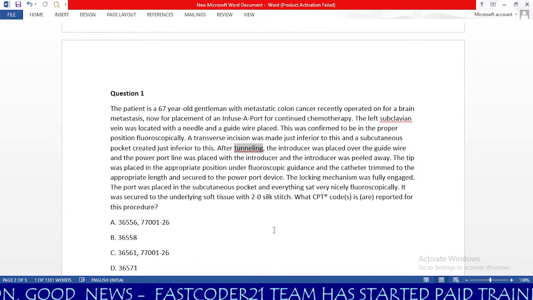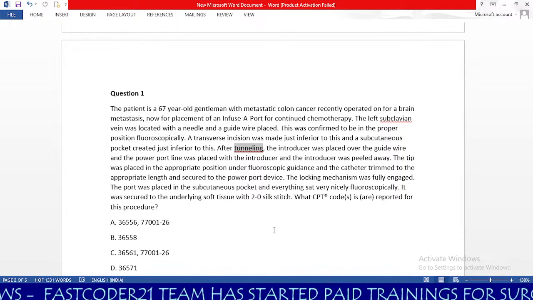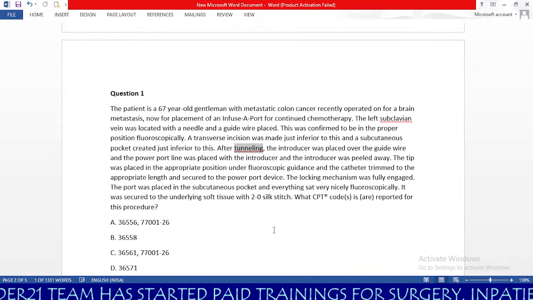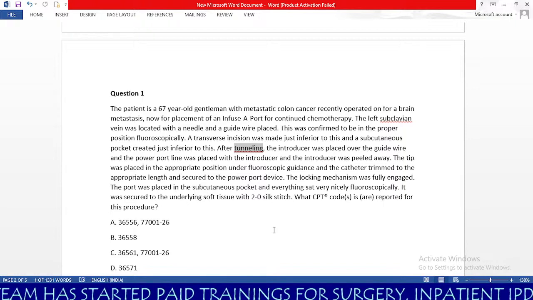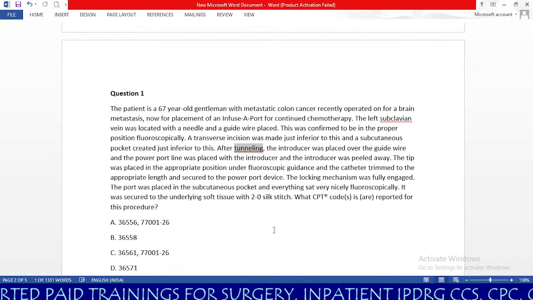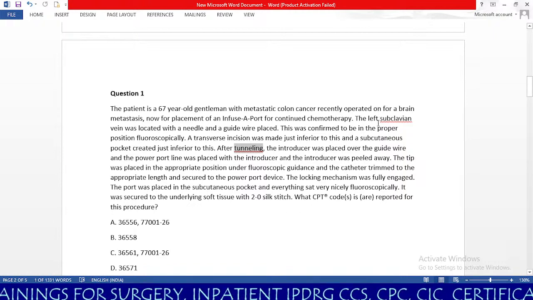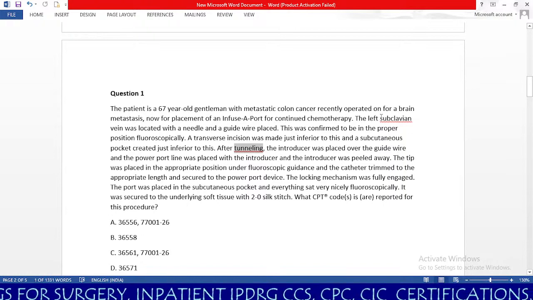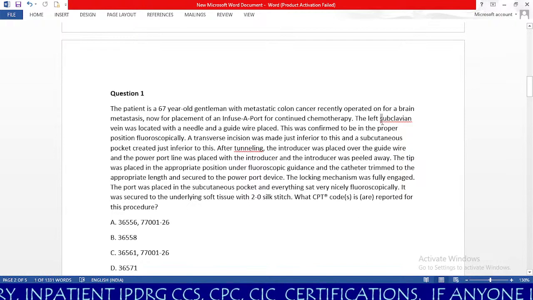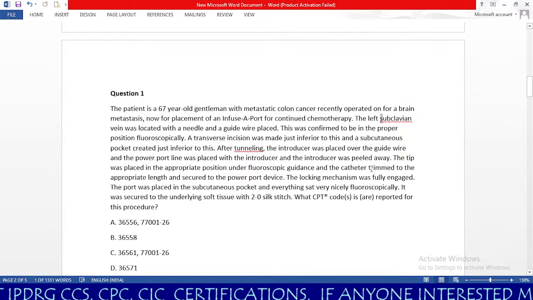We will check 36571. What is 36571? Insertion of peripherally inserted central venous access device. But as we have discussed previously, whenever you see subclavian vein, you need to think that it is a central procedure, not a peripheral vascular procedure. It is a central venous procedure. So we need to eliminate 36571 also.